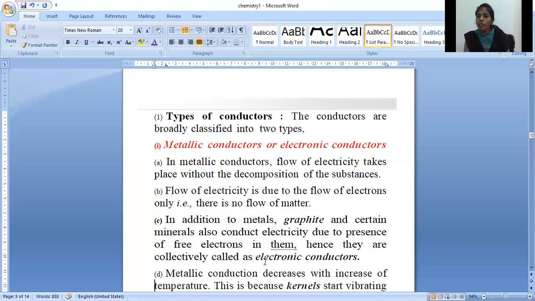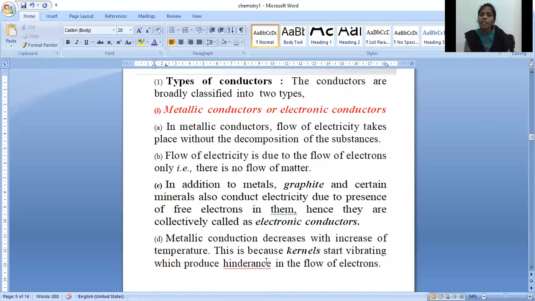So I said now, metallic conductors are also called electronic conductors, because the electrons move from one place to another place in the material. Metallic conductance decreases with increase of temperature. Yes, here the conduction is decreasing with increasing temperature.